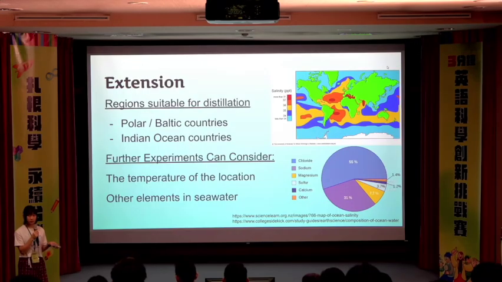Now, lastly, based on the data collected during my experiment, it can be concluded that polar countries and Baltic countries are suitable for using distillation to obtain pure water. This is because their saltwater concentration is low in nearby water sources. However, they actually have a low temperature, which slows down the speed of evaporation, and this also has to be deeply considered. On the other hand, Indian Ocean countries have a high temperature, and their salt water is not extremely concentrated.